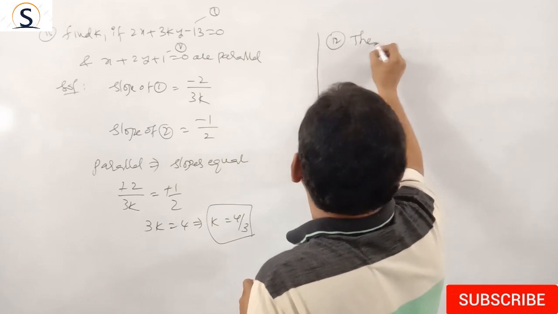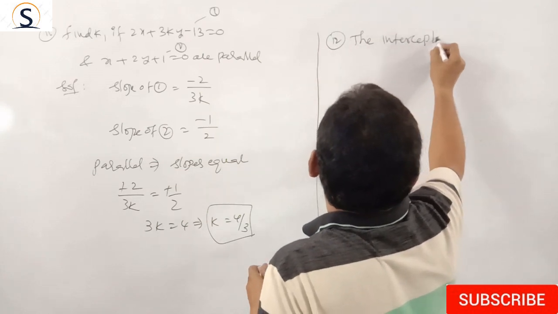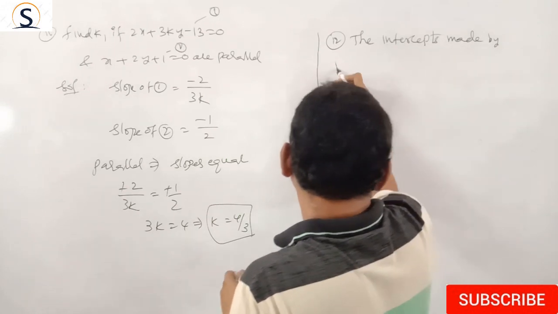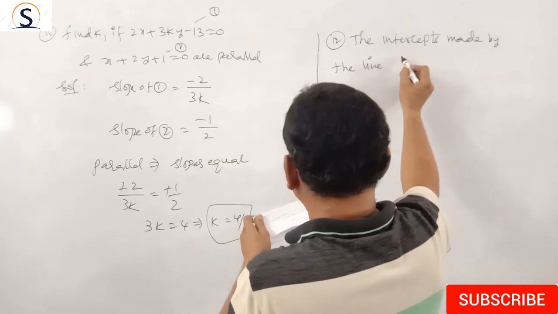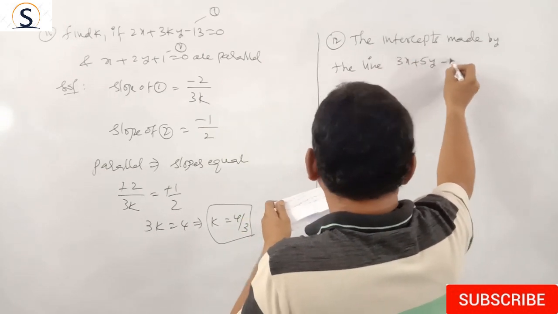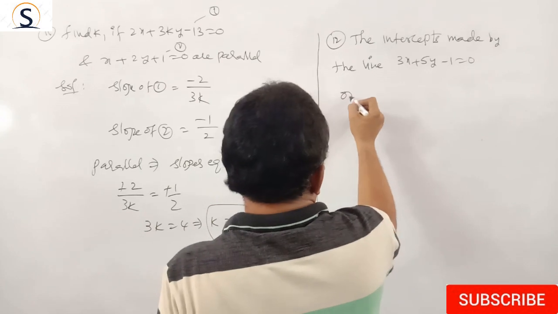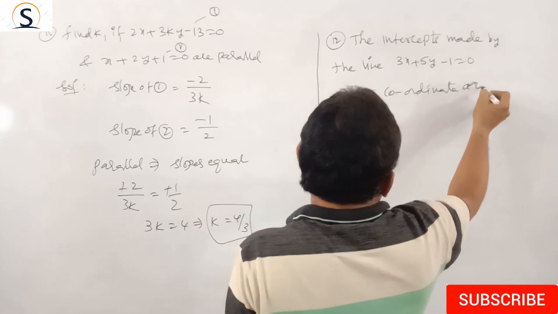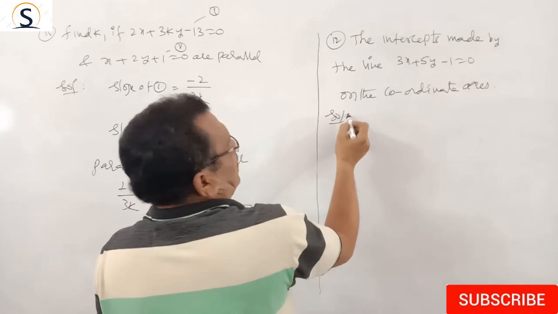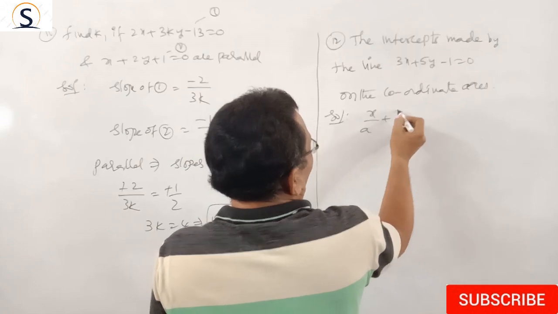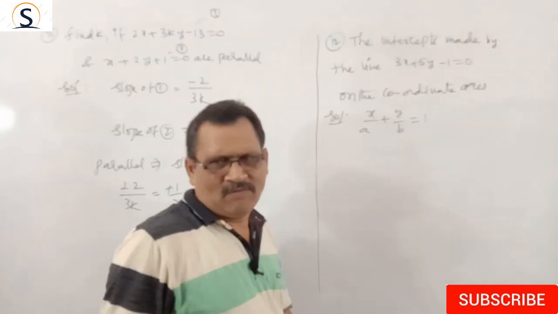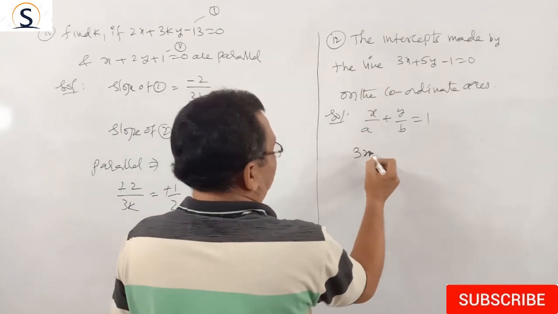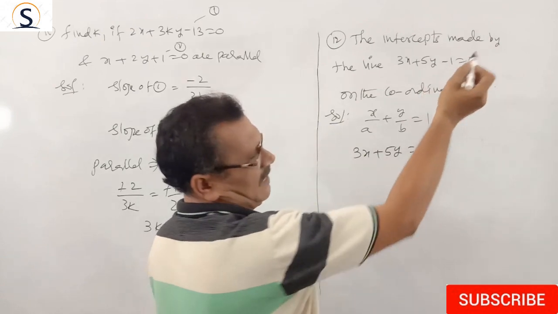The intercepts made by the line 3x plus 5y minus 1 is equal to 0 on the coordinate axis. You know, intercept form is x by a plus y by b is equal to 1. Convert the given line in the form x by a plus y by b is equal to 1. 3x plus 5y is equal to 1.